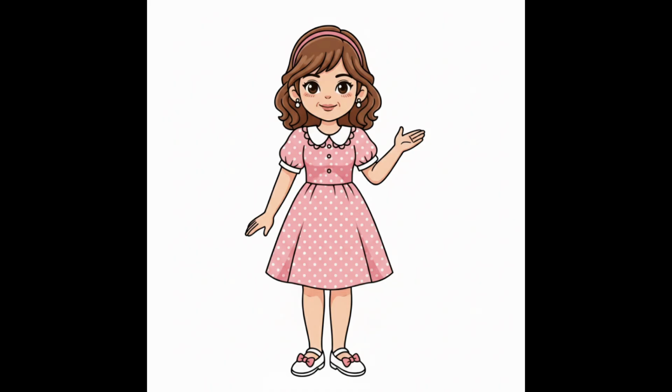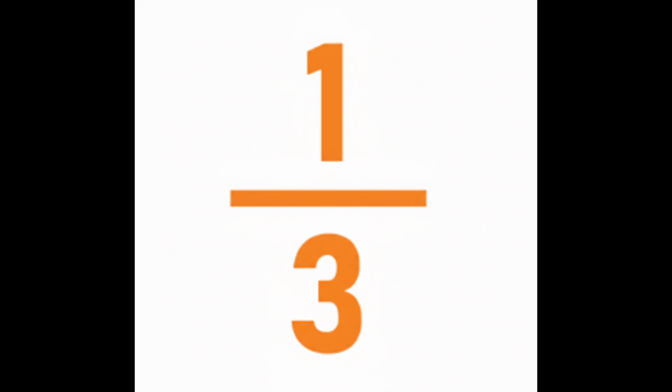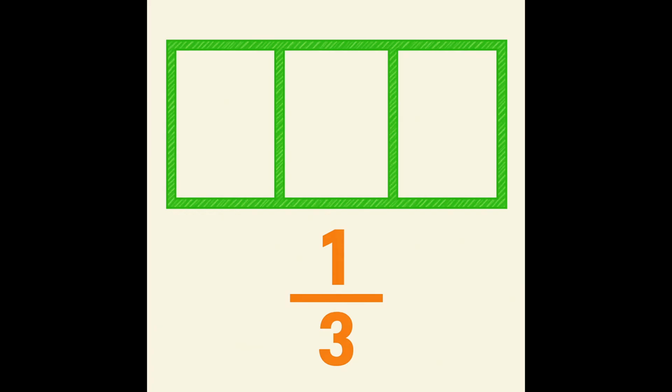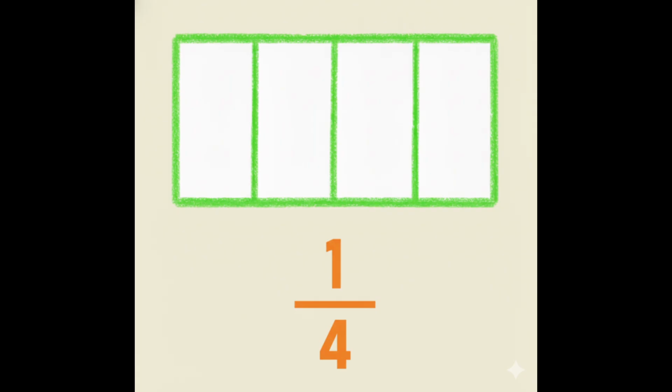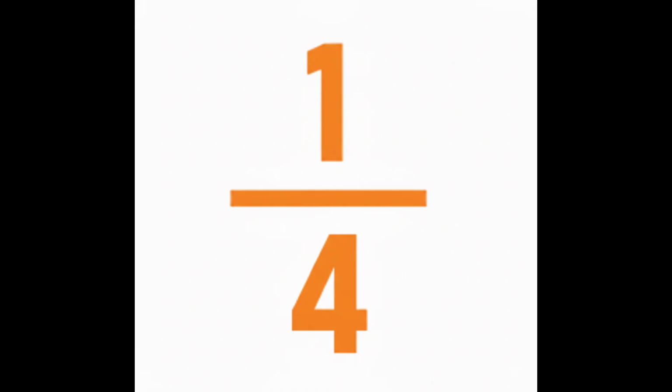Here's another example where the denominators are different and the numerators are the same. Here is the fraction 1 upon 3 and 1 upon 4. So let's make two equal rectangles again. First rectangle, divide into 3 parts as the fraction is 1 upon 3. And the second rectangle into 4 parts as the fraction is 1 upon 4.